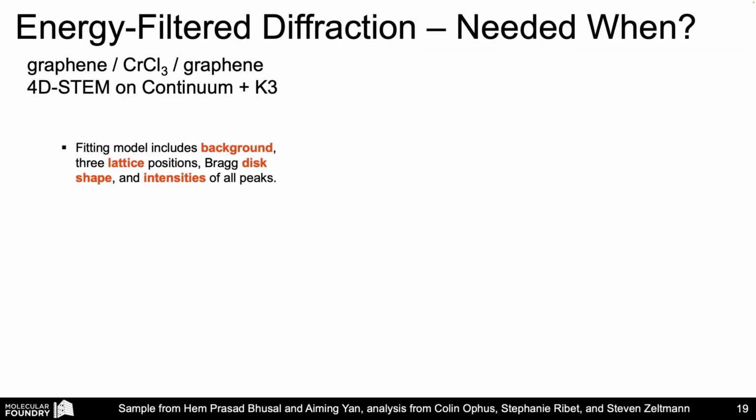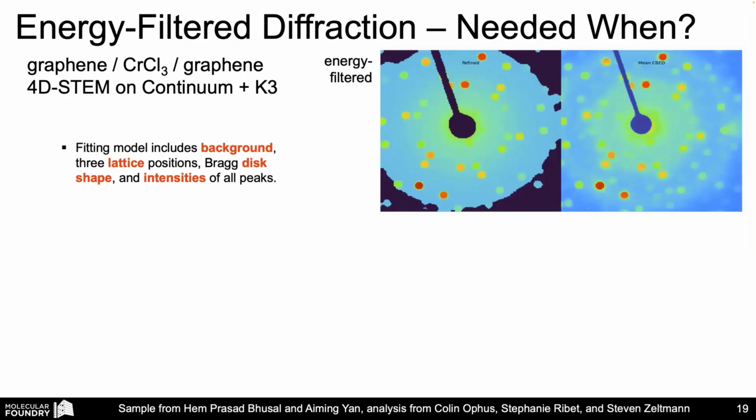So how does this look? Well, what we do is we take our diffraction patterns and we do whole pattern fitting, where we're essentially constructing a model that includes the background, all the different lattice positions, the Bragg disk shapes and intensities, and then we fit it to the mean diffraction pattern, shown on the upper right here, comparing the mean diffraction pattern to the upper middle, which is our refined model to the average diffraction pattern. And then we repeat that procedure for every probe position.